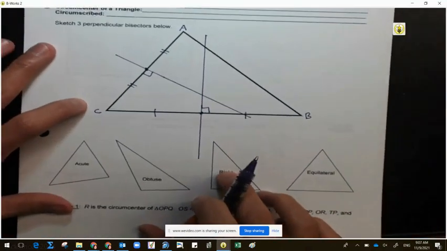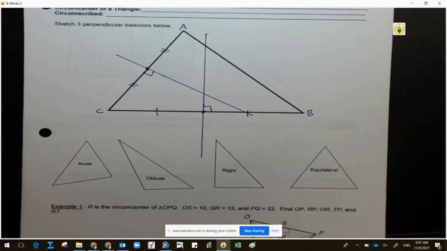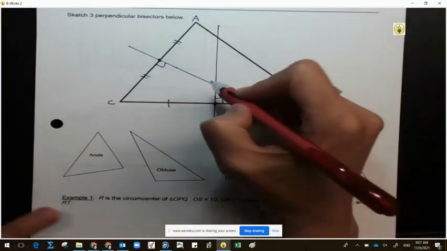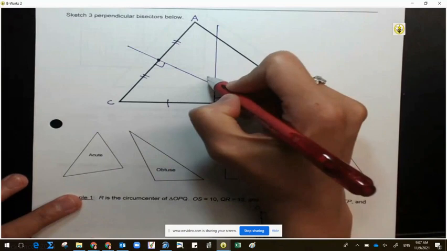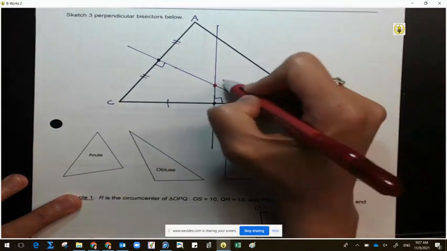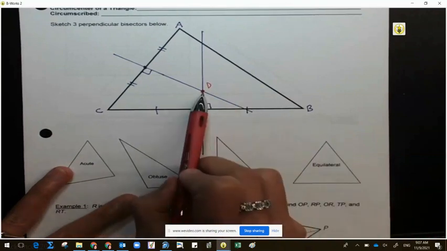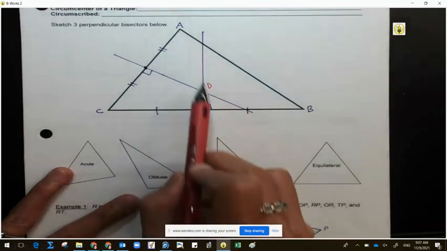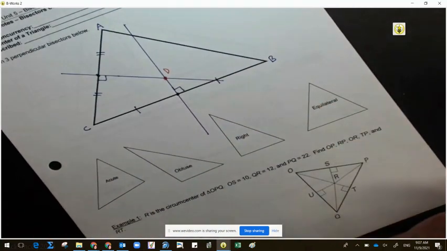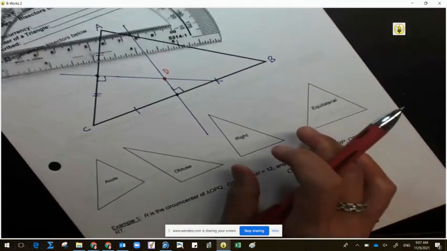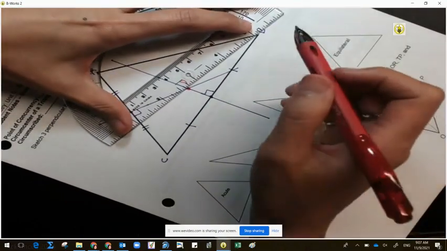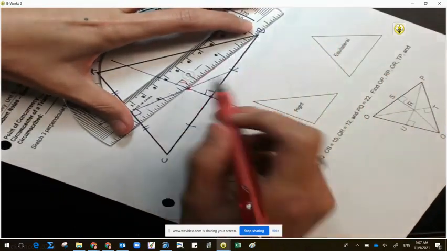So here's the only thing that we are going to add on to today that I'm going to change my pen color for. Put a dot at the intersection, and let's call that point D. And what I want you to do at this point is connect the circumcenter D to all of your endpoints of your triangle. And yes, I'm going to use my straight edge. You can freehand draw, it doesn't matter.